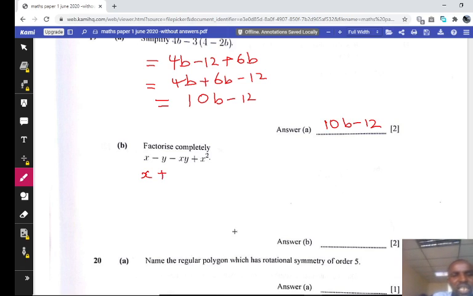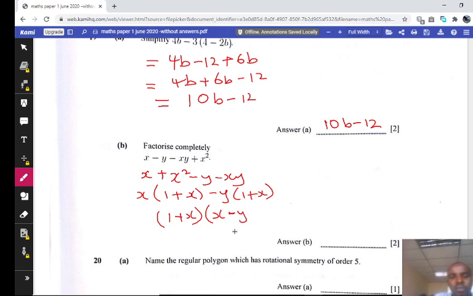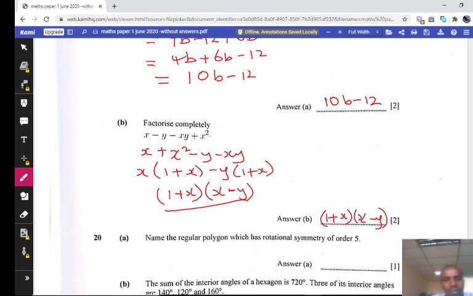So you can take x plus x squared. Then perhaps you can take minus y, then minus xy, like this. Factor out x here, you get 1 plus x. Factor out minus y here, you get 1 plus x, like this. So 1 plus x, the same. Then you write 1 plus x, and the other bracket will be x minus y. So this will be your final answer: 1 plus x and x minus y. Next question. Let's move on to the next question.